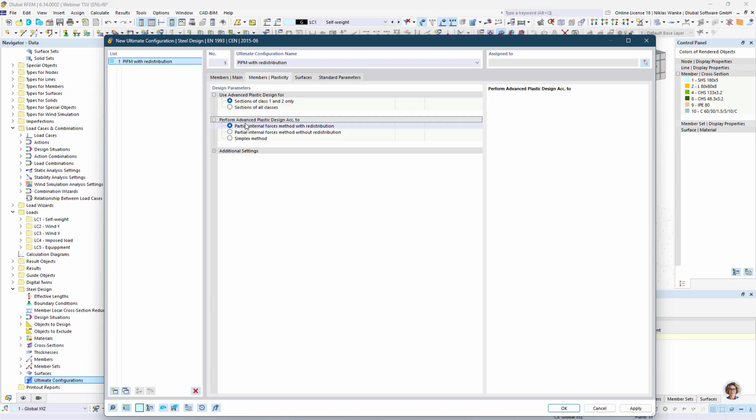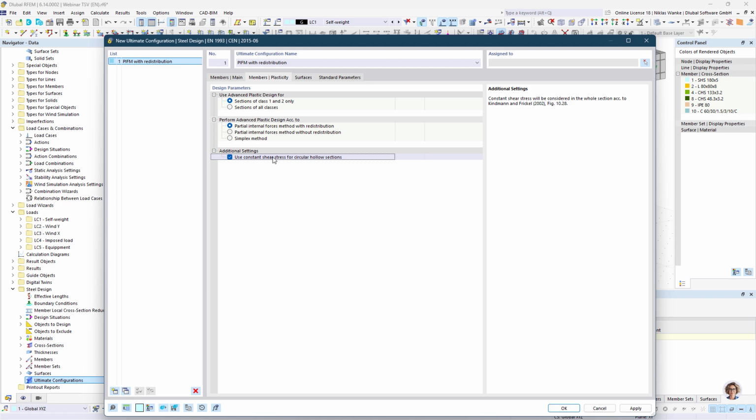Next option that we have is we can use one of these three mentioned methods, which would be the PIFM with redistribution, the PIFM without redistribution, and the simplex method. And last but not least, there's one more setting which says use constant shear stress for circular hollow sections. I think that's self-explaining, so it does exactly what it says. If we have this option activated, then we will always receive a constant shear stress inside of a circular hollow section.